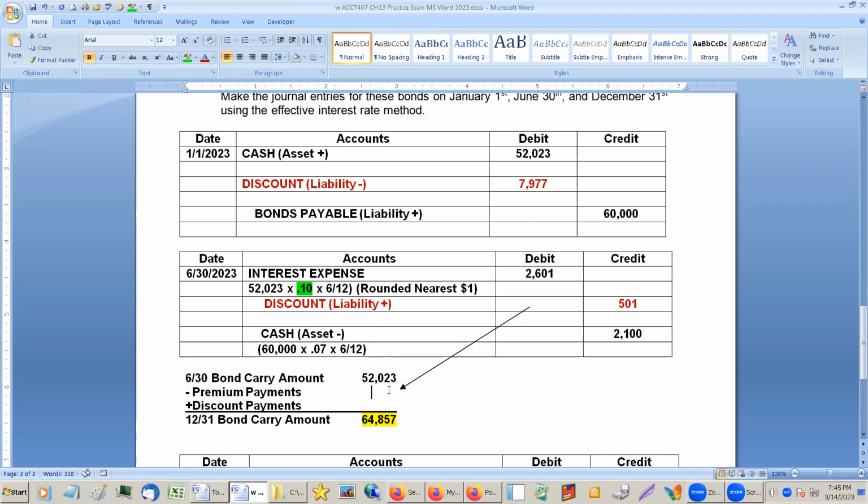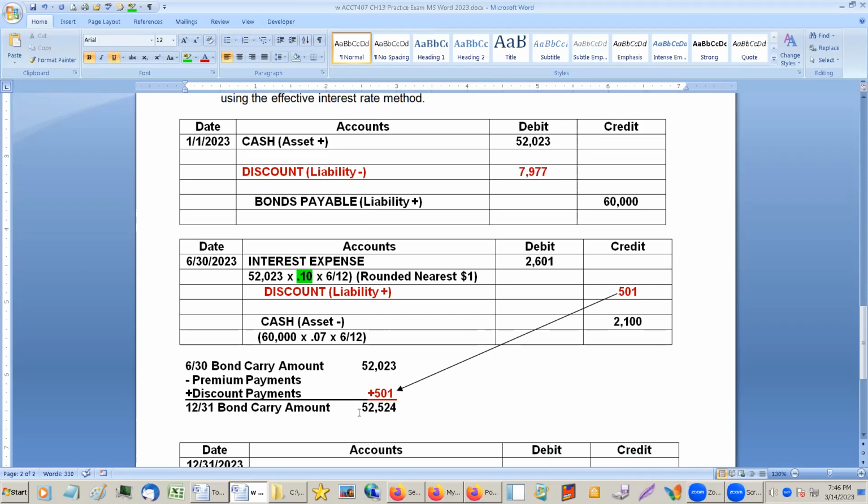Okay, now, how much we owe? It's going to go up by 501. Up there. So this will be 52,524, I think. Yeah.